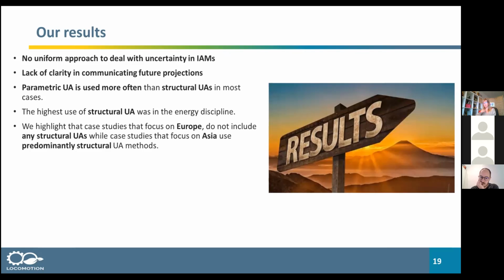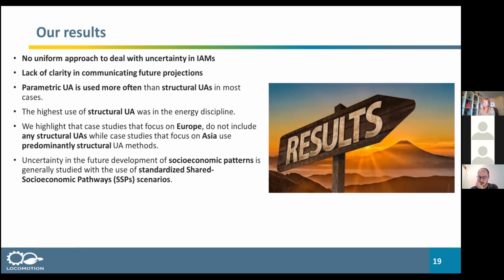And in Europe, in fact, we didn't see any structural uncertainty analysis, but we thought maybe the models they have used are already calibrated and validated, so they didn't need to compare those models or processes, while in Asia it was predominantly used. In the socioeconomic field, we found that many times uncertainty analysis was justified by using socioeconomic pathway scenarios.